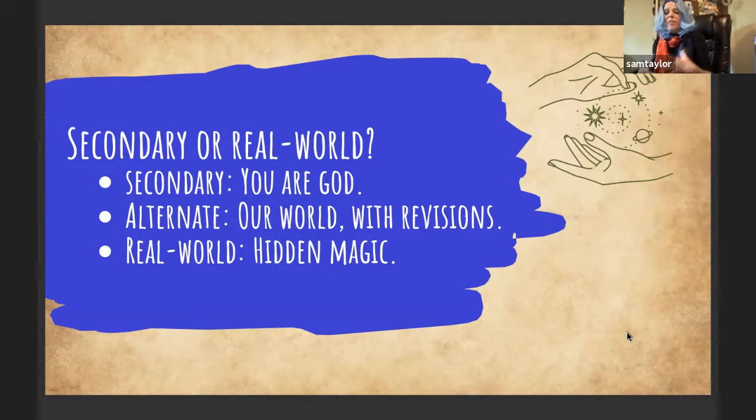And it's very freeing. There's so much room for creativity in a secondary world fantasy, because you get to completely craft the kind of world that you envision that you need for this story. You don't have to be limited by our world's history.